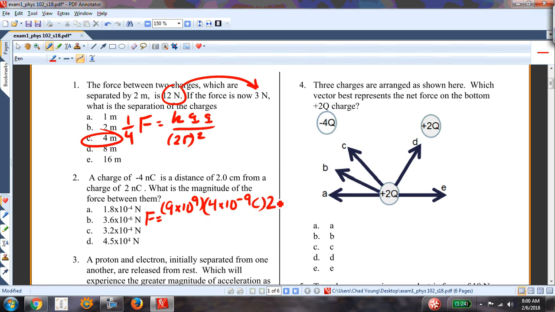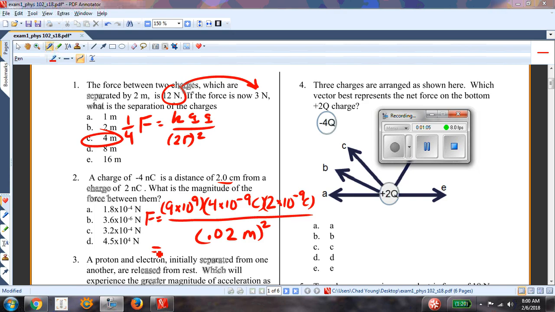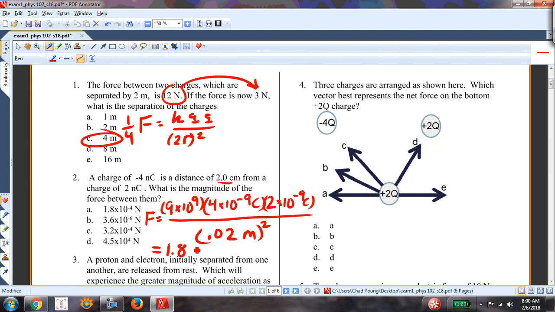2 times 10 to the minus 9 coulombs divided by the distance, which is 2 centimeters. Move that over 2 spots: 0.02 meters squared. And that gives me a value of 1.8 times 10 to the minus 4 newtons.